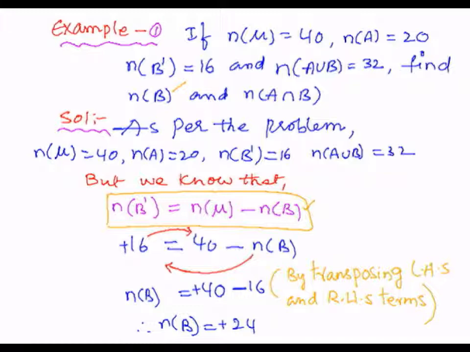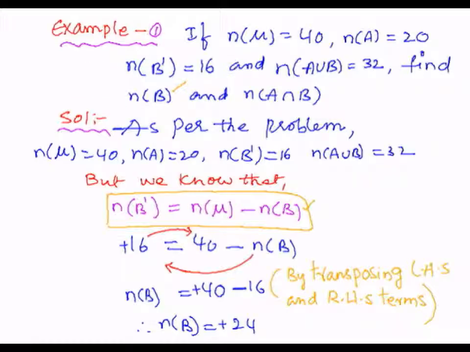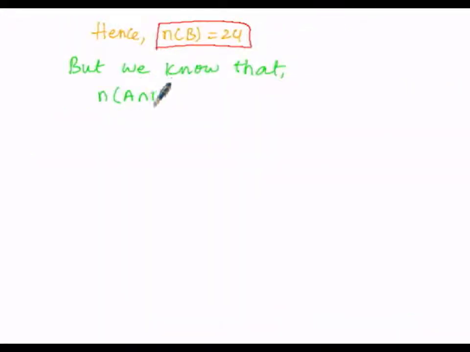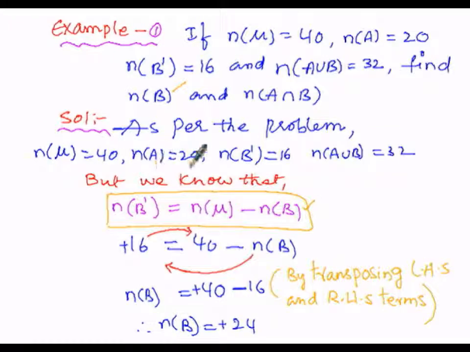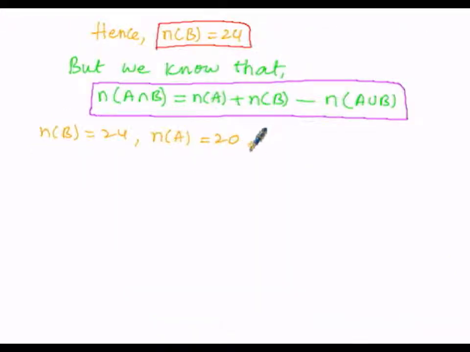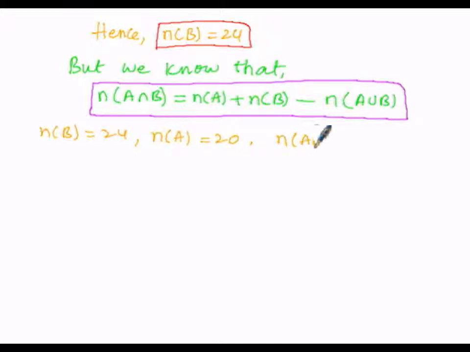In order to find n(A intersection B), I am going to write the formula as n(A intersection B) equals n(A) plus n(B) minus n(A union B), so I have to subtract n(A union B) from the sum of n(A) as well as n(B). So by utilizing this formula and writing the quantities which are given for us, n(B) is equal to 24. n(A) value is given as per the problem as 20, and n(A union B) is also given as 32.